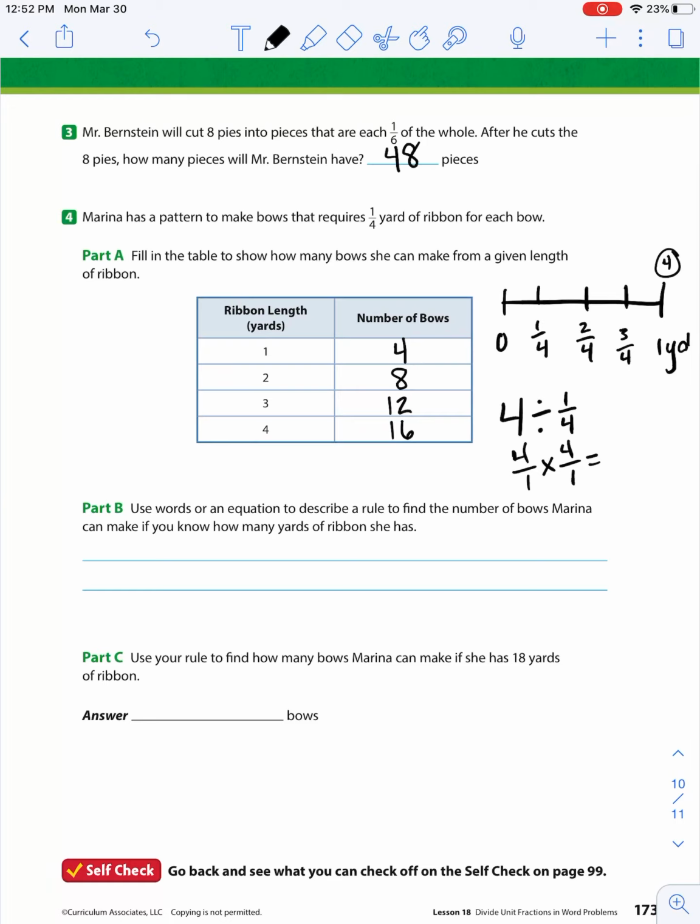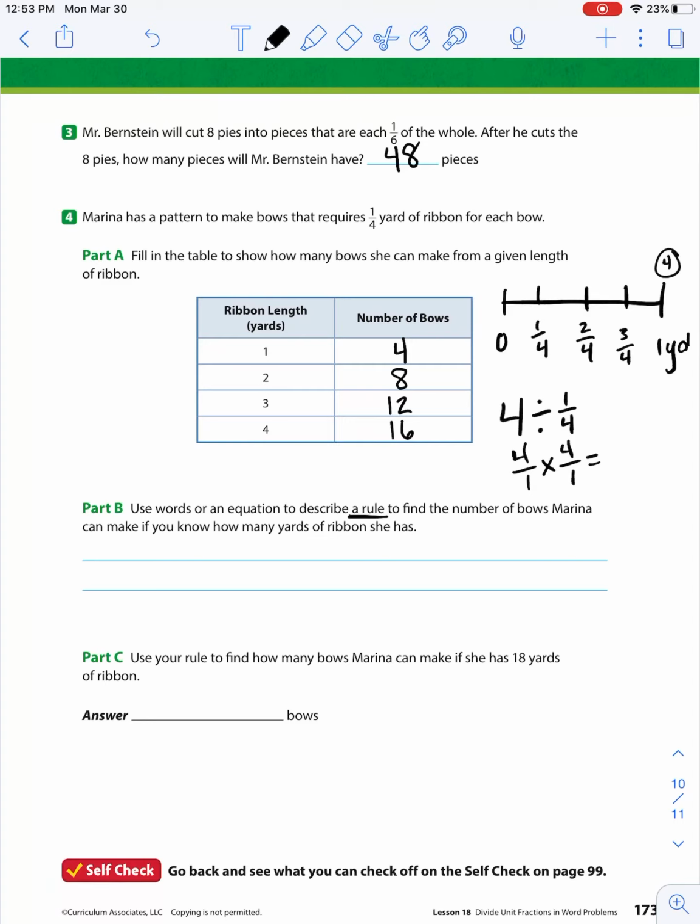Okay, use words or an equation to describe a rule. It's a little distracting in my house. Can you hear that? Use words or an equation to describe a rule to find the number of bows Marina can make if you know how many yards of ribbon she has. Think about that question. They want you to use words or write an equation to tell a rule that Marina could use to find the number of bows she can make if she knows how many yards of ribbon she has.